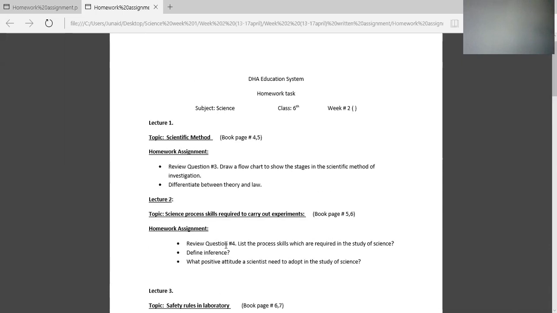Secondly, you have review question number 4. List the processes and skills which are required to study science. You have to define inference and what positive attitudes I need to adopt to study science. So you have to write the bullet points.